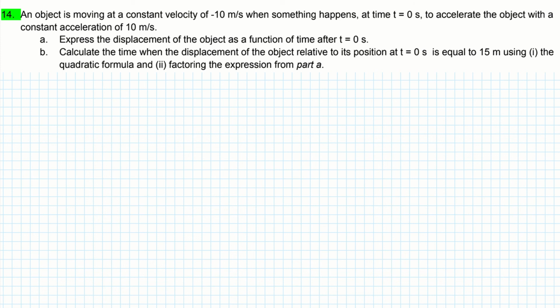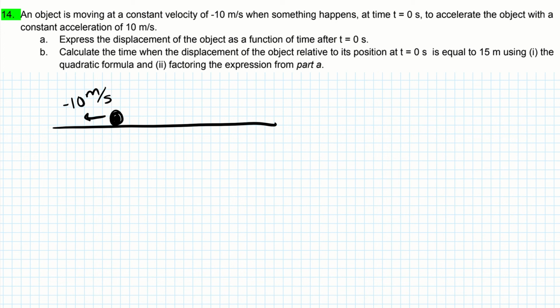In today's study session, we went over problem 14 in the practice problems part 2 for unit 1. And so we have an object. The question says we have an object that is moving at a constant velocity. So here's our object, and it's moving at a constant velocity of negative 10 meters per second.